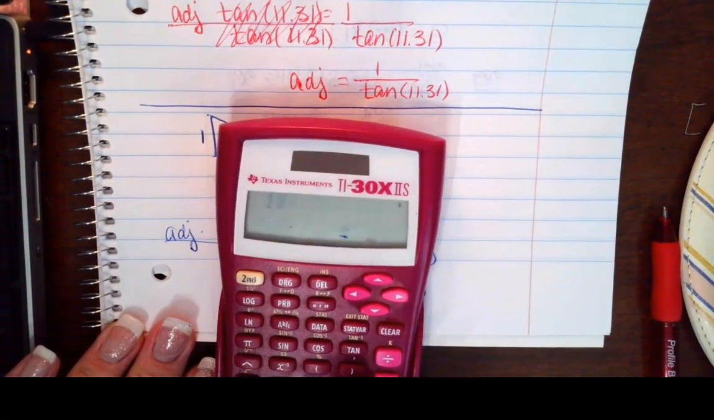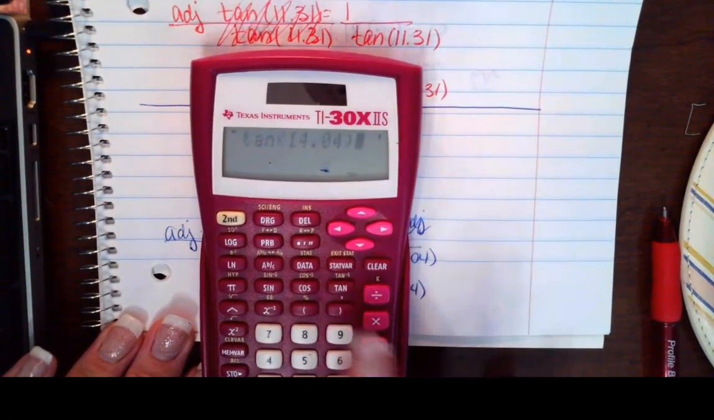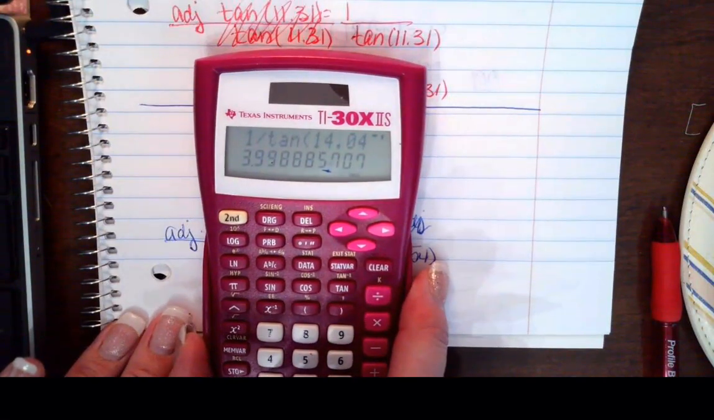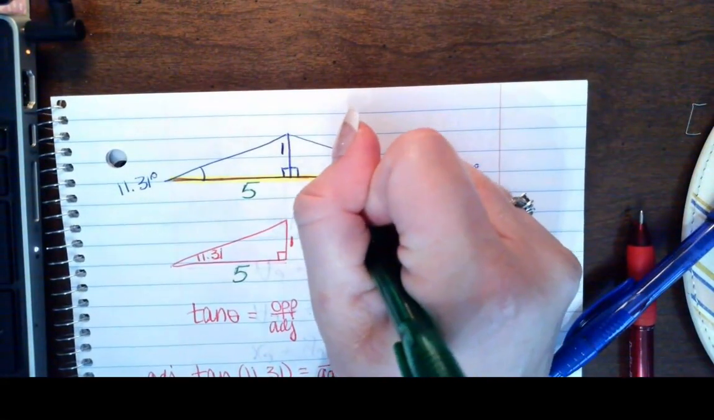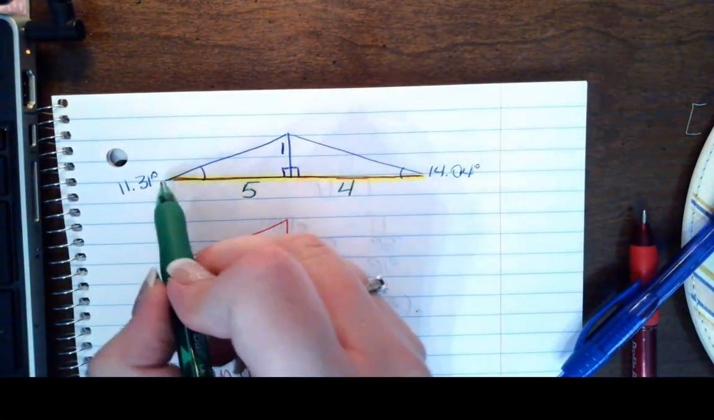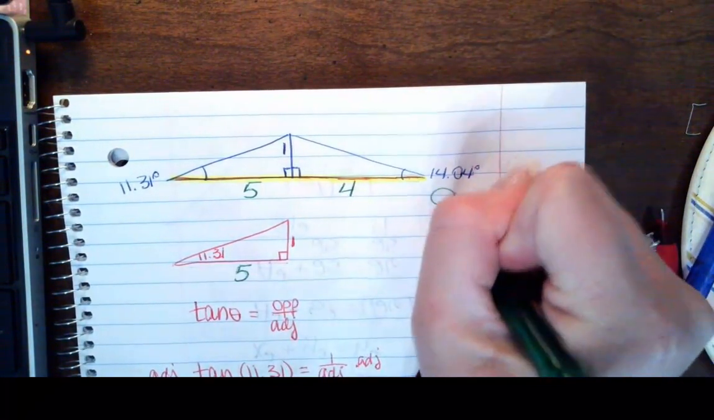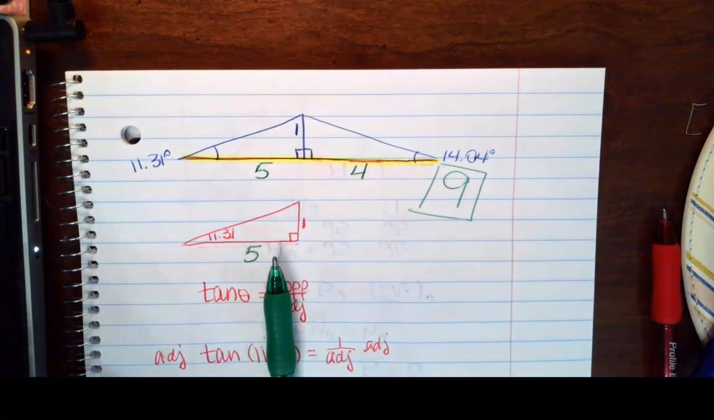Okay, so 1 over the tangent of 14.04 gives me 3.9988, so that's going to be basically 4. So now I know that this is 4. So what is the length of the highlighted side? The length of the highlighted side is 9, because 5 plus 4 is 9. Okay, so let's try another one.